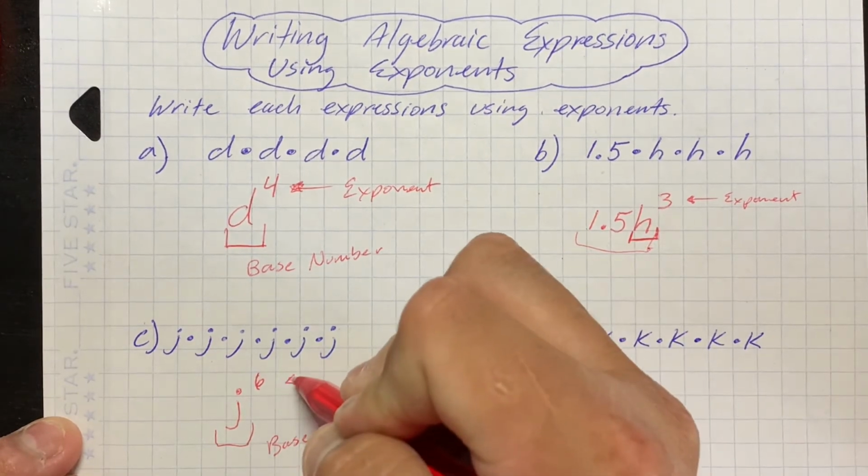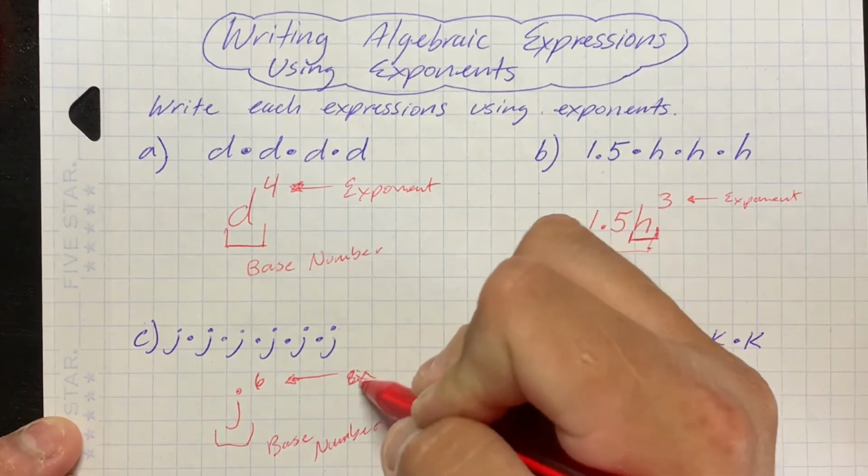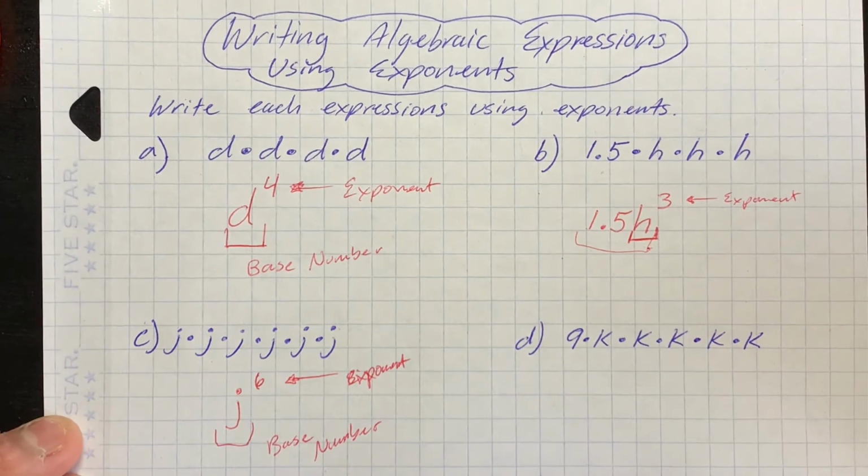Your exponent is 6 because there are 6 J's. So your exponent is 6.